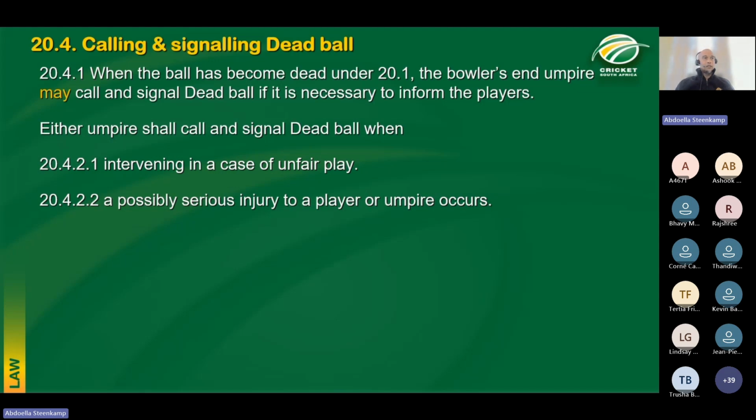This is an example. Let's say the bowler bowls a short ball, the striker plays the ball, gets hit on the head, and you can see the striker is dazed. That to me is definitely an example of a serious injury to the striker. You need to intervene. And how do you intervene? You call and signal dead ball immediately if you can see this is a serious injury to any player. As soon as you utter those words, the ball becomes dead, and anything that happens after that is irrelevant.